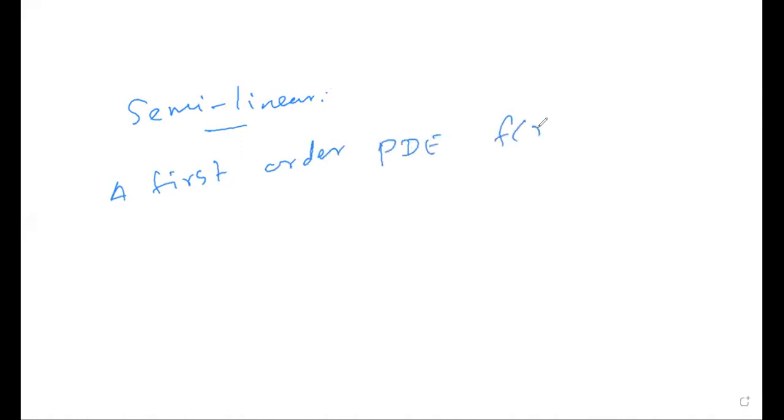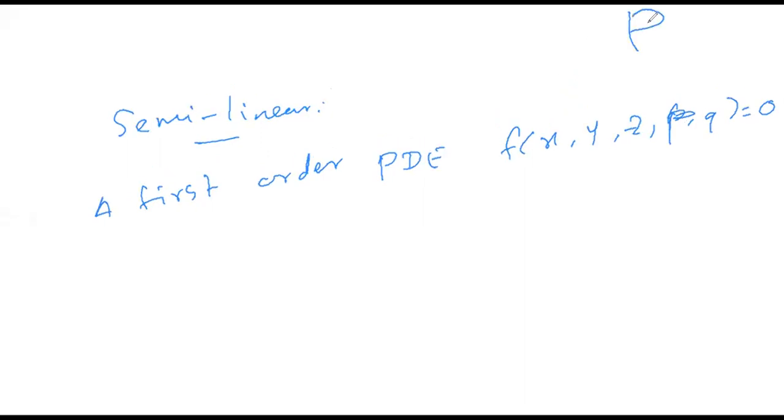Semi-linear. We have seen the linear, now semi-linear. Semi-linear means a first order PDE of f of x, y, z, p comma q is equal to 0. This is small p, okay? Write nicely. Capital P you have to write this way. Okay, give me a second.